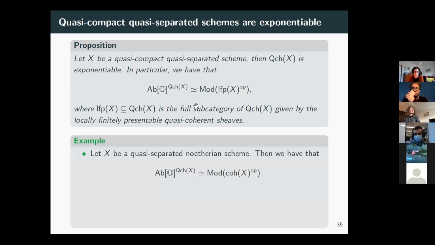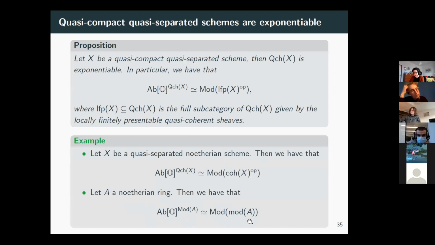So in the particular case, for example, if X is quasi-separated and Noetherian, then we have that the exponential is just the modules over the coherent sheaves. And if, for example, in the more restrictive case, A is a Noetherian ring, then this exponential is just the modules over the finitely presented A modules. So this is all very fine, but it could even be, we don't know, that every scheme, not only quasi-separated and quasi-compact ones, are exponentiable in this categorical framework.